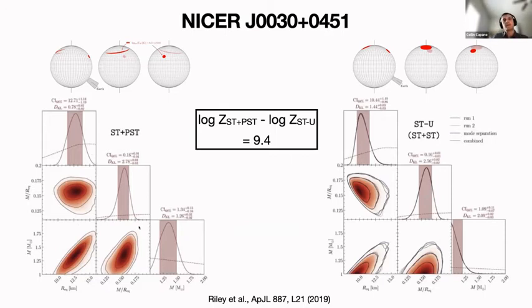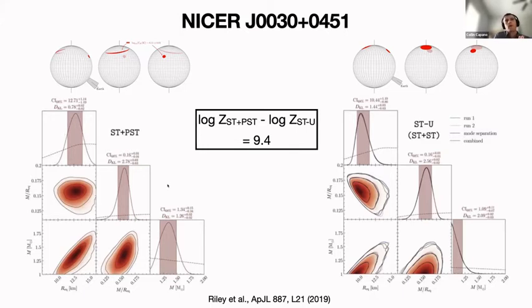So this is a couple plots from the Riley et al. paper on the first event, J0030. On the left here is what they call this ST-PST configuration, which turned out to be their favored one. And you can see the configuration they ended up with was two hotspots, one where you had essentially a circle, and then the other one was kind of splayed out. And both of these were on the hemisphere that was opposite the side of the observing angle.